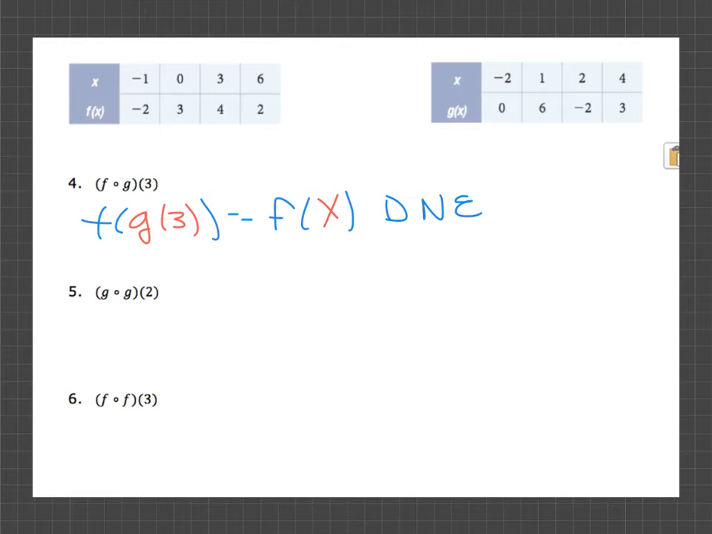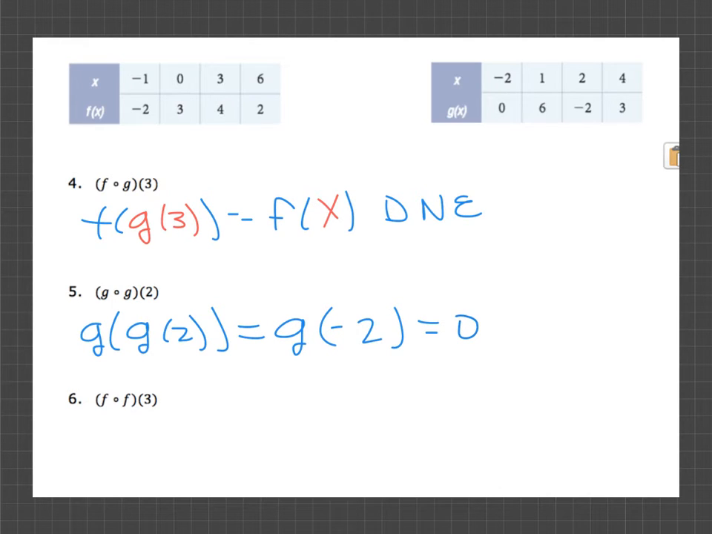All right, so let's look at number 5. We want g composed with itself. So g of g of 2. We do the first one and go to where x is 2, g is -2. So that -2 is going to go in here. And now we have x equal to -2. We go to where x is -2 and g is 0.